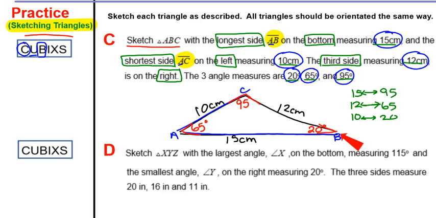Look at your picture real quick. Are 95 and 15 opposite of each other? There's 95, there's 15, opposites. Are 12 and 65 opposite of each other? There's 65, there's 12, they are opposite of each other. And the last two, 10 and 20, those are opposite of each other, so I feel good with that triangle.